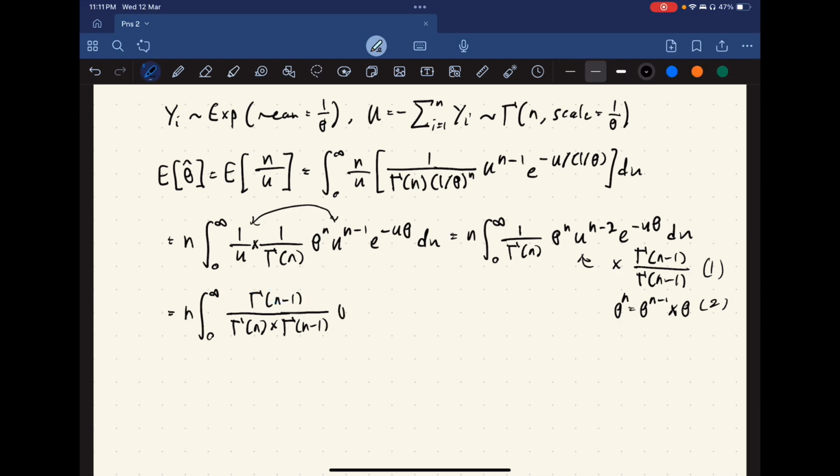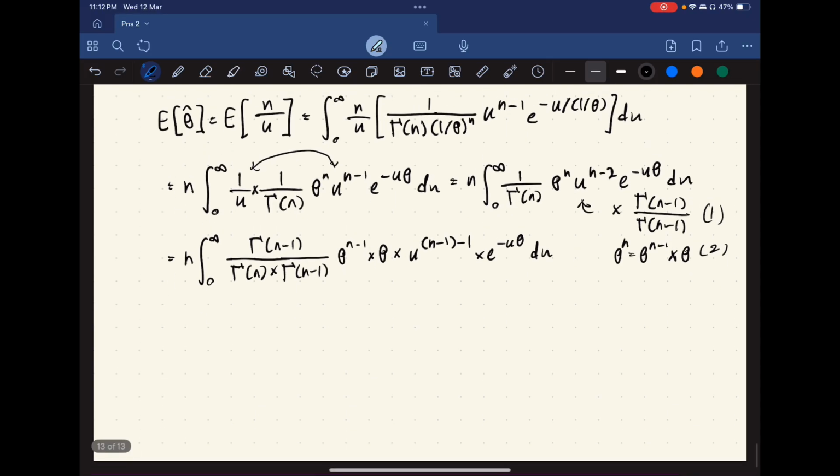Theta^(n-1) multiplied by theta multiplied by u^(n-2). For this u^(n-2) here, let's write it as u^((n-1)-1), and e multiplied by e^(-u/theta) du.